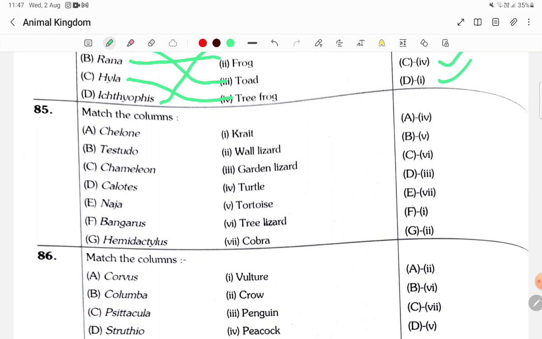Calotes is lizard. And Testudo is tortoise. Chameleon is a lizard again. Chameleon, but that is garden lizard. Yeah, Calotes is garden lizard. Naja is cobra. Bungarus is krait.